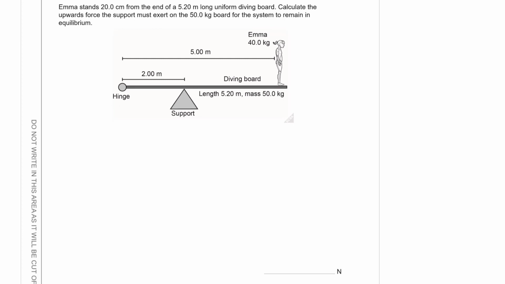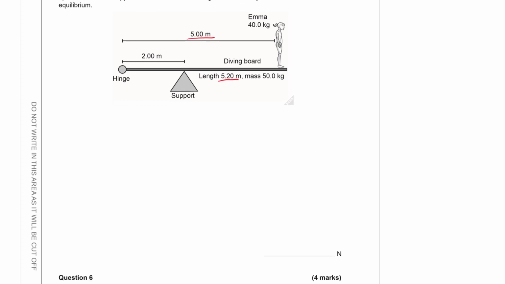Looks like a fairly straightforward one, except the big trip up, and it even tripped me up, is that the length of the diving board is 5.2 meters. However, the distance that Emma is standing is 5 meters. So this did actually get me. So let's have a look.